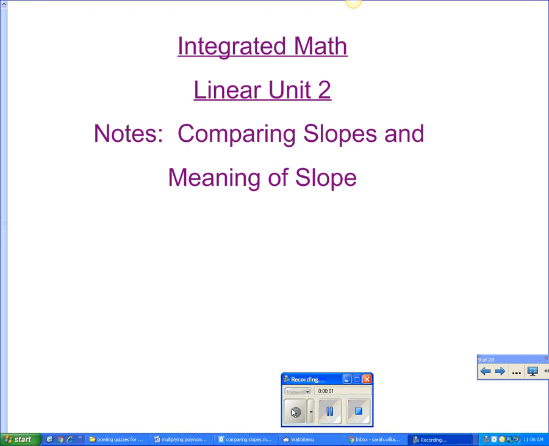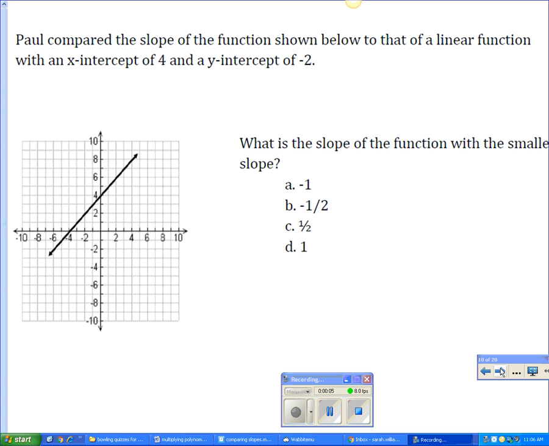We are doing comparing slopes and meaning of slope. So, number 1, Paul compared the slope of the function shown below to a linear function with an x-intercept of 4 and a y-intercept of -2. What is the slope of the function with the smaller slope? What word should I circle on this one? Slope. Good.